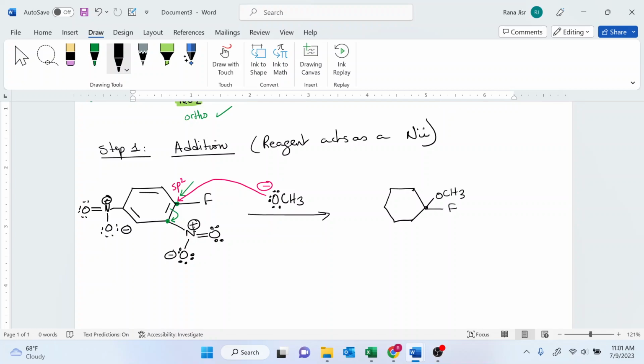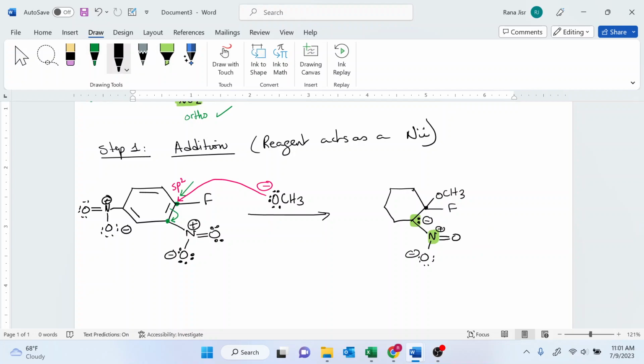So you added your OCH3 in there. You formed your carbanion, and this is your intermediate. This is the double bond O. This is the oxygen. This is positive, negative. And as I said, notice that the carbanion is on the carbon that is attached to the nitro group. This is going to make the structure very stable.